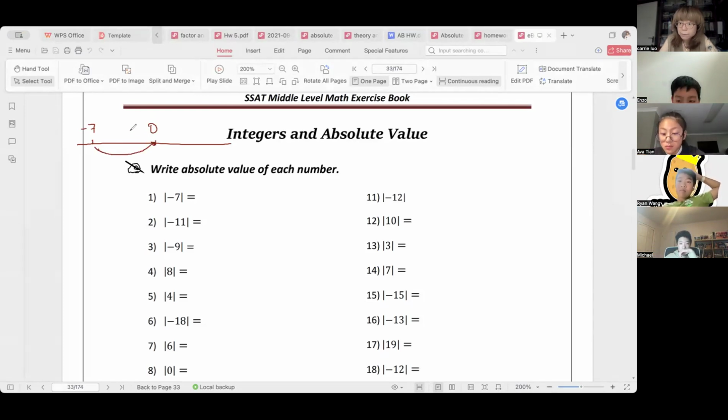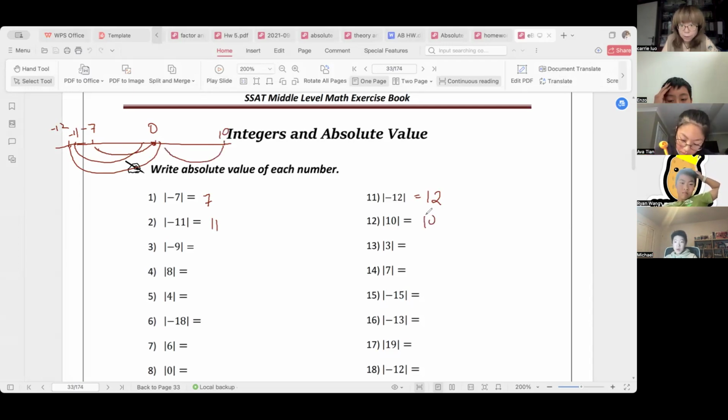Get it, Ava? Right? So Michael, tell me, is it possible for a negative number to show up as the distance? No, because it's 7. Yeah. -12 to 0. What is the distance, Ava? Okay. 12. Very good. -11 to 0. So what is the answer? 11. Get it? 11. So if it is 10, what is the positive? So positive 10 is also -10.